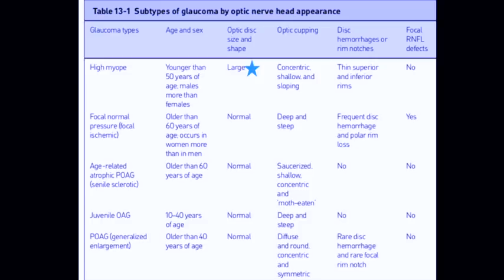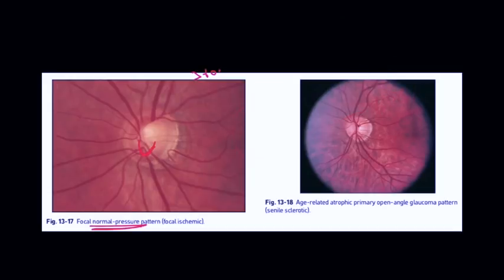The third one is going to be the senile sclerotic or age-related picture. Again, seen in older patients, where we have a normal size disc, with a shallow, moth-eaten appearance of the optic cup. That is the age-related or senile sclerotic type of the optic disc. This one is showing the senile sclerotic type, where we have again a tessellated background always seen here.